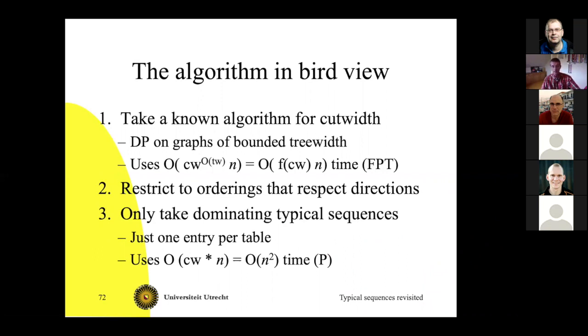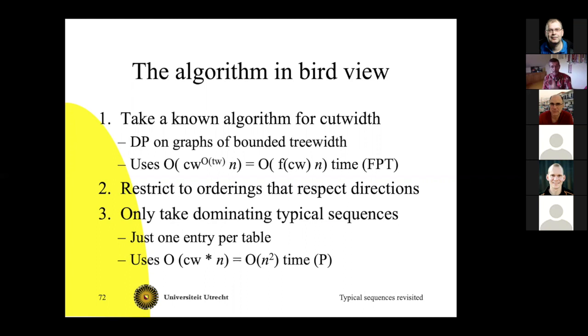I think it's together with Dimitrios who worked on that. So you take a dynamic programming algorithm for treewidth, that uses, if you look at it, cut width to the order treewidth, some function of the cut width in time. Now you can use the same algorithm for directed cut width by only taking elements in your tables which respect directions. You get, with the same running time, an FPT algorithm for cut width parameterized by treewidth.